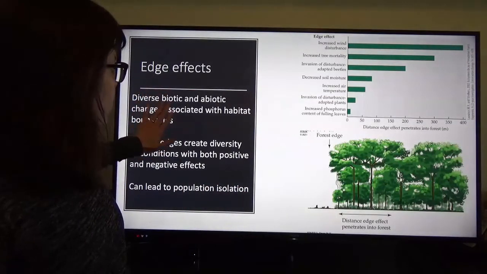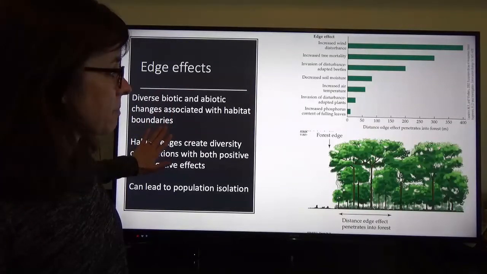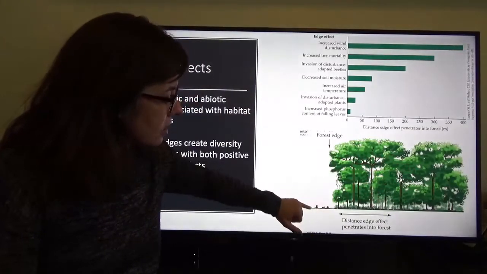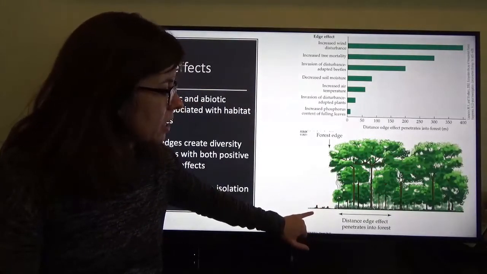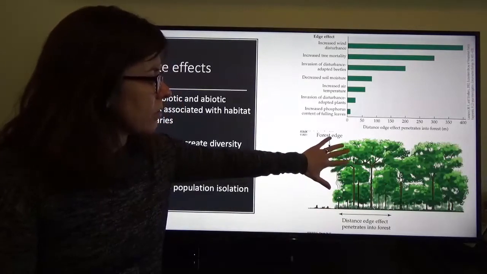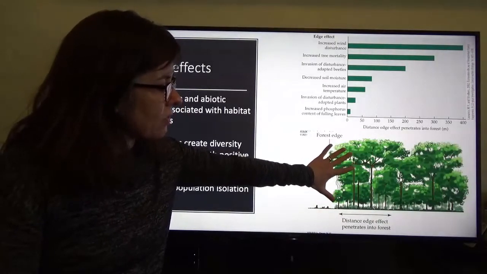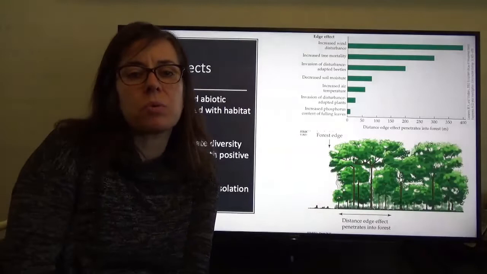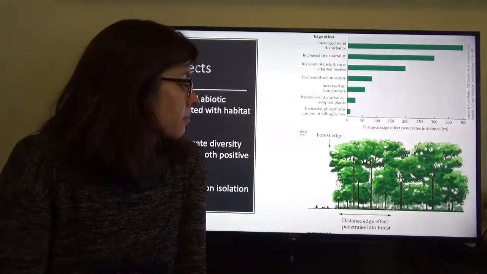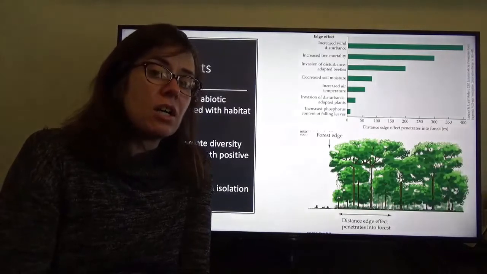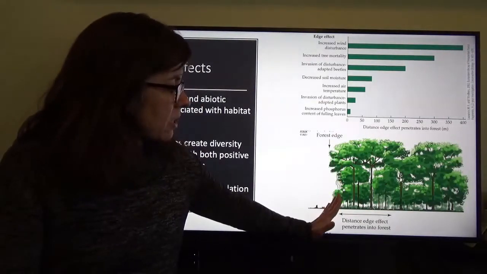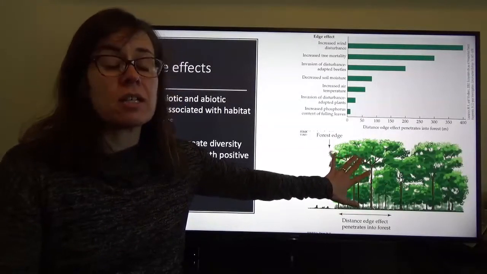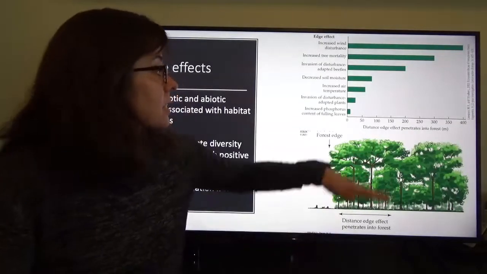So edge effects are the diverse biotic and abiotic changes associated with habitat boundaries. If you think of this forest, you've got this intact forest here. Here's the forest edge. There's where clearing has been happening. You can imagine all the changes that have occurred at this forest edge compared to when there were trees here. You think about walking through a forest, it's nice and cool and moist, and it's very shaded. Now you remove trees from this area, and all of a sudden the dynamics at this edge are going to change. Different edge effects penetrate to different distances, and this is what this is showing us.